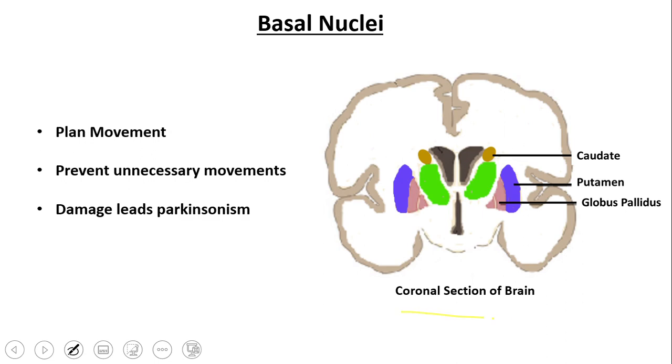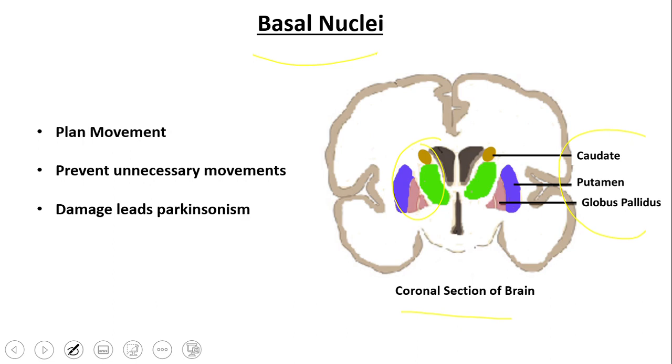Now let's do a coronal section or a frontal section, like cutting our brain into front and back. Then here at the base of the brain, you will find those nuclei. And a nucleus means collection of cell bodies inside the central nervous system. Those nuclei are called basal nuclei. They are important to plan movement. During rest, they prevent unnecessary movements.